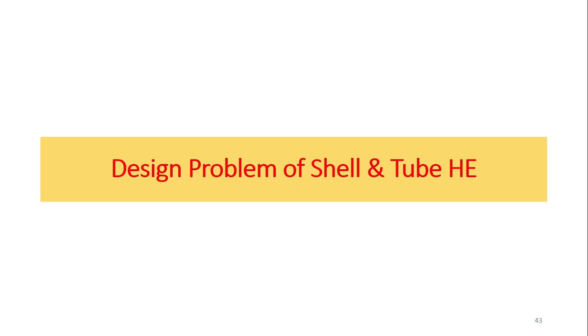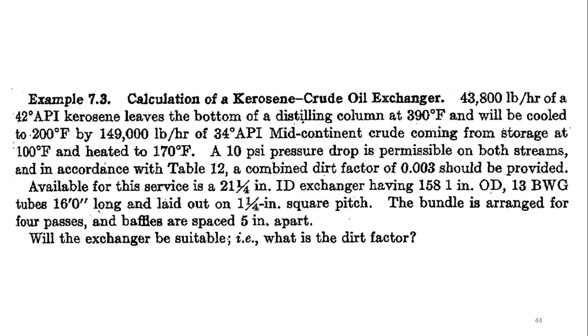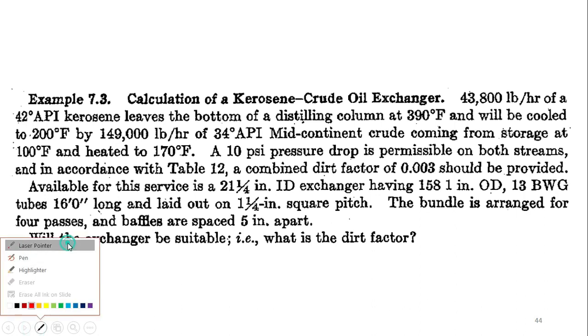Let's have a look at the design problem of the shell and tube heat exchanger. So this is Example 7.3 from the book Process Heat Transfer by D.Q. Kern. So you need to perform the calculations for the kerosene crude oil exchanger. So here, let me just read the question statement.